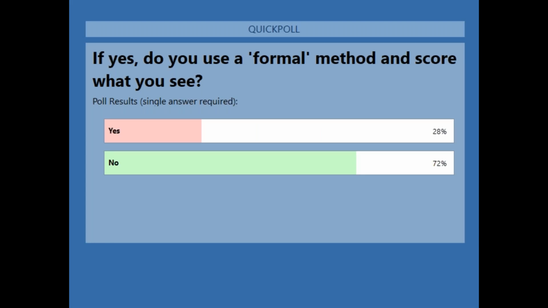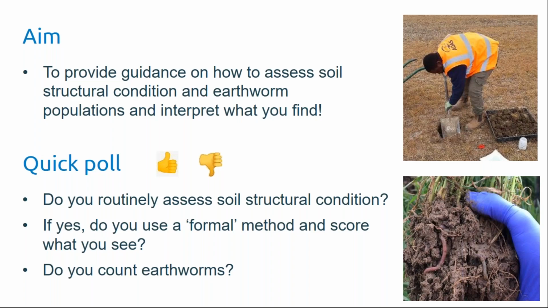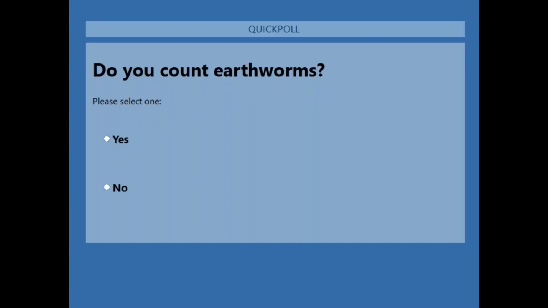So if we just go to the final question, please, which is about counting earthworms. Do you count earthworms? So David, you indicated that you actually went out yesterday and had a little look to see what was there. While we're waiting for the scores to come in, do you have any comments about actually recording the numbers of earthworms you see, or whether you're just having a little look-see?